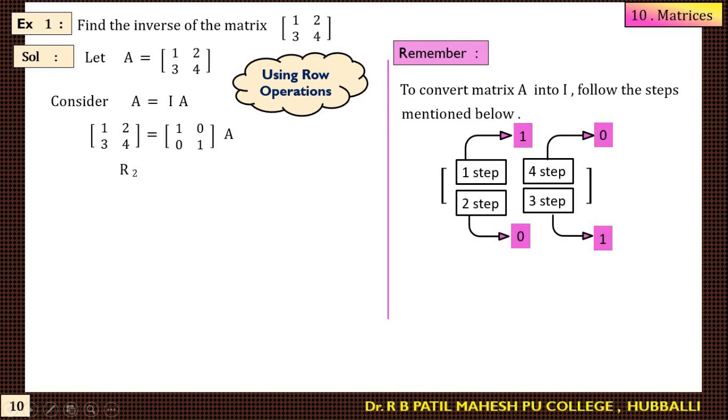Now this element is in the second row, therefore write R2 changes to R2, and in this position we have 1. This same number if I multiply to this position element, it becomes 3. Now to make this 0, it is very simple, 3 minus 3 becomes 0. Therefore what you have to operate here: R2 changes to R2 minus 3 times R1.